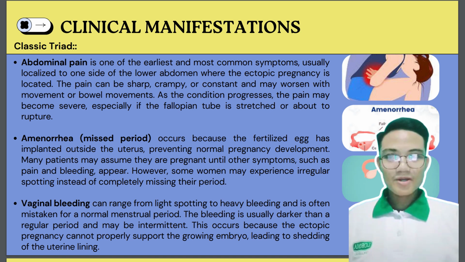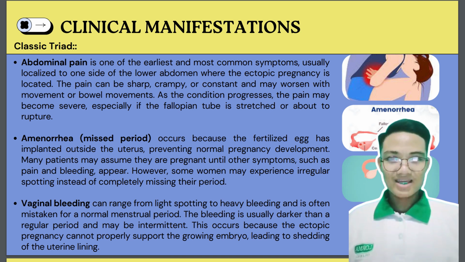Vaginal bleeding in ectopic pregnancy results from instability of the implantation site and the body's attempt to shed the decidualized endometrium, unlike a normal pregnancy in which the embryo securely implants into the thick, vascularized uterine lining. An ectopic pregnancy implants in a location that cannot sustain it. The growing embryo may erode nearby blood vessels, leading to light or heavy bleeding.